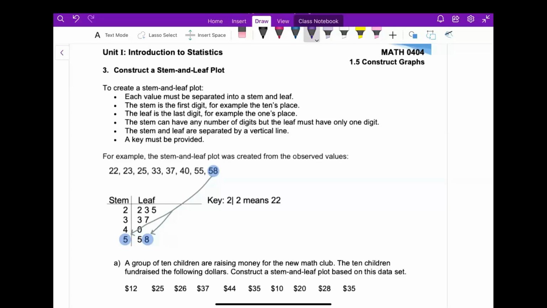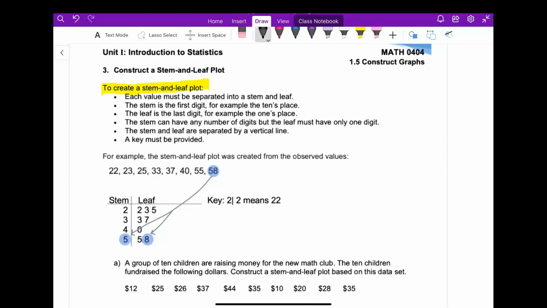We continue section 1.5 with constructing a stem and leaf plot. Again, we had read these graphs in section 1.2 and now we are building them. So we have some instructions here to create a stem and leaf plot. Each value must be separated into a stem and leaf.